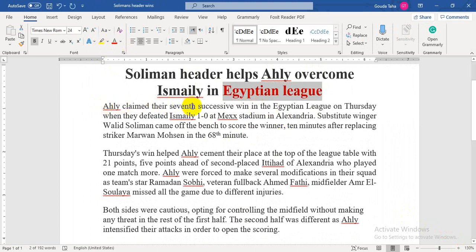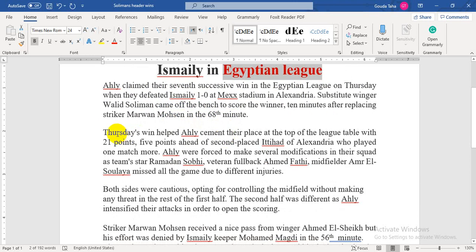Ahli claimed their 7th successive win in the Egyptian league on Thursday when they defeated Ismaili 1-0 at Al Max Stadium in Alexandria. Substitute winger Walid Sulaiman came off the bench to score the winner 10 minutes after replacing striker Marwan Mohsen in the 68th minute. Thursday win helped Al Ahly cement their place at the top of the league table with 21 points, 5 points ahead of the second placed Ittihad of Alexandria, who played one match more.